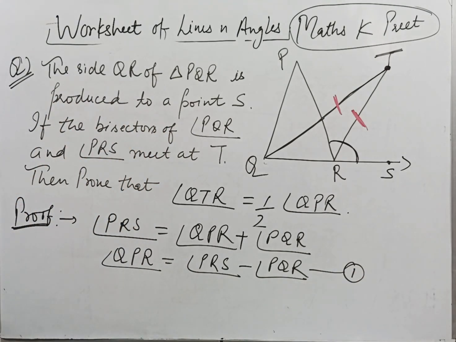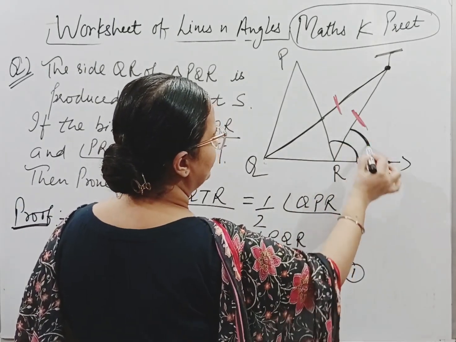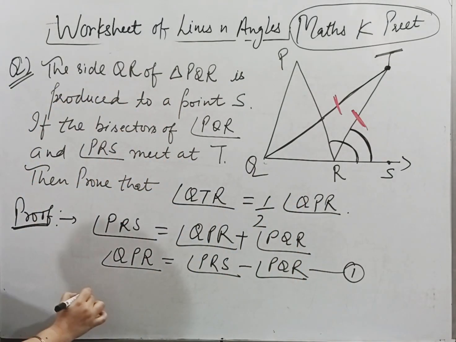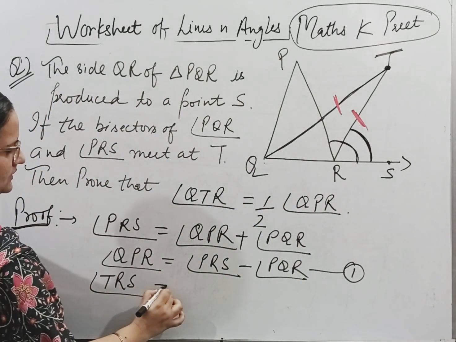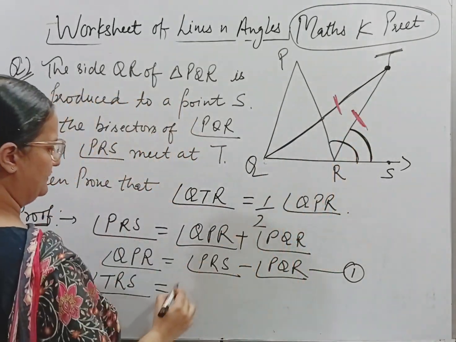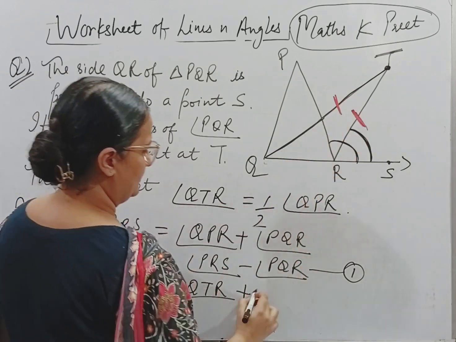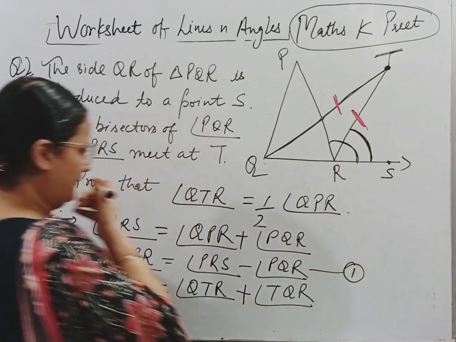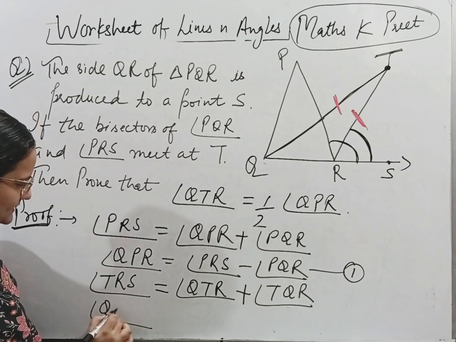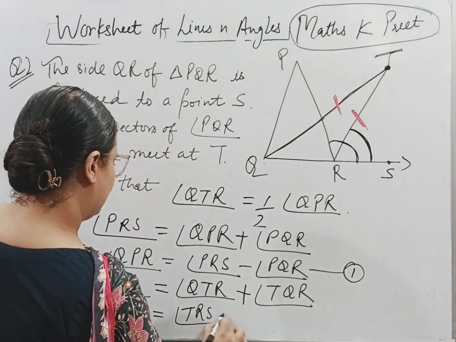So next is TRS. This is an exterior angle. Now this is an exterior angle for triangle, which triangle? QTR. Fine. So TRS can be written as the sum of two interior opposite angles, QTR and TQR. QTR plus this angle, TQR. From here, QTR is in the question. We will keep this on one side and the other angles on the other side.